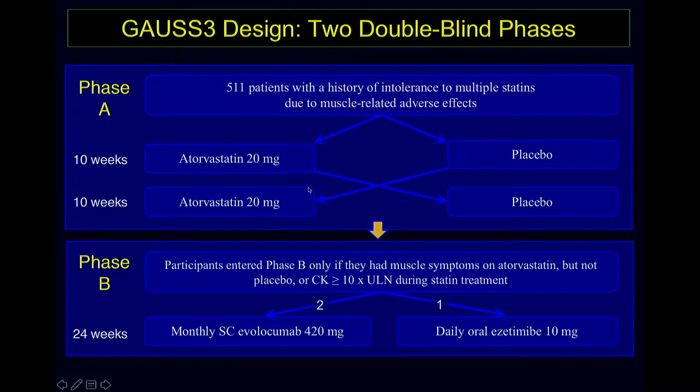There's been interest in the idea that PCSK9 may be particularly useful for patients who have statin intolerance, since it's not a statin. And in this study, the GAUSS-3, studying patients with statin intolerance, this group was enrolled and first went through an initial run-in phase where they either got a statin or placebo and then crossed over, and could only move on to the actual PCSK9 trial if they had muscle symptoms on the statin but not on placebo.